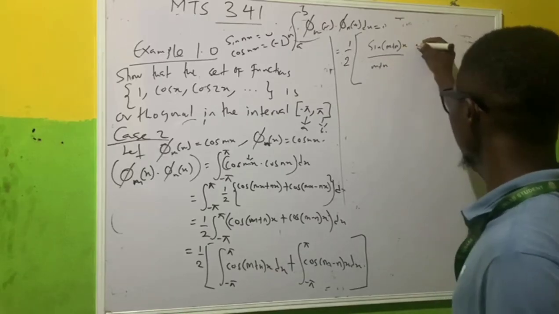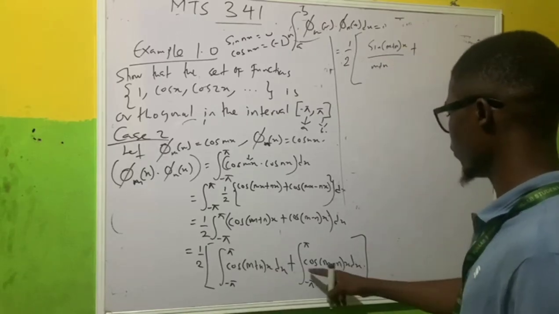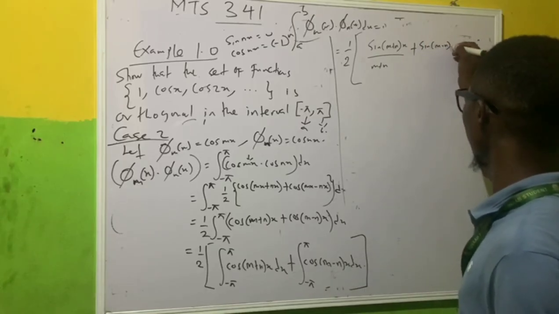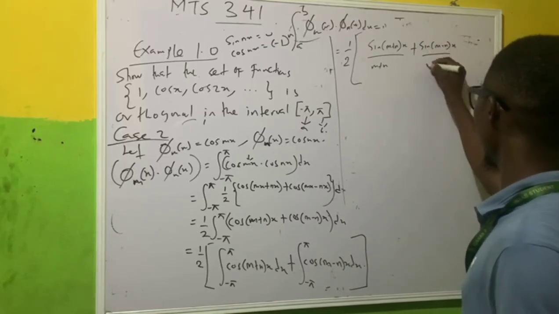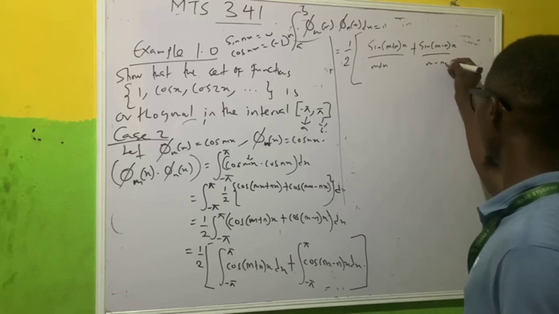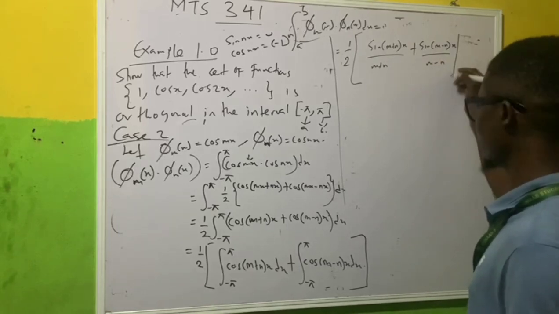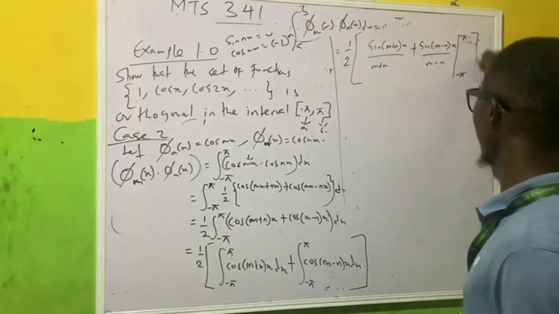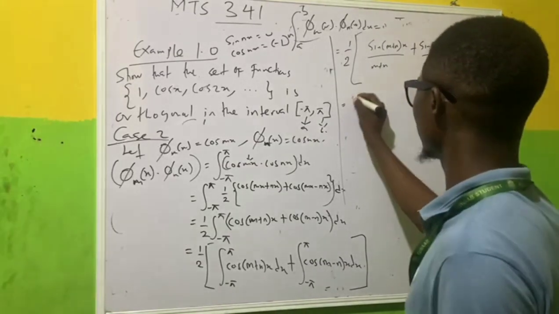That's it. Then plus, when you integrate this one, you are going to be having sine into bracket m minus n x over m minus n. Okay, so at the end of the day, you put this interval here, you have minus pi and pi. A math student, you should know this. Alright, so we are having what?